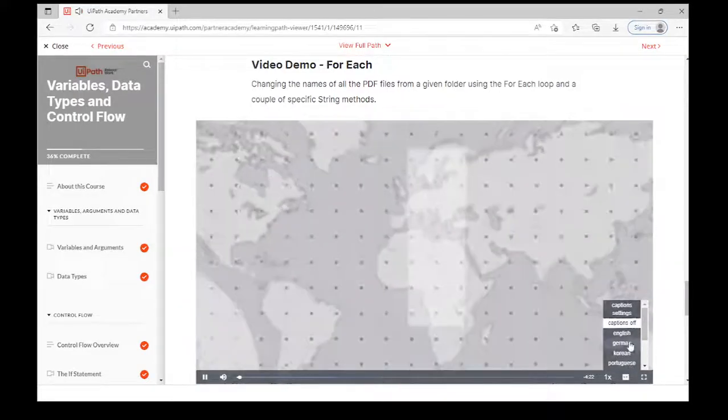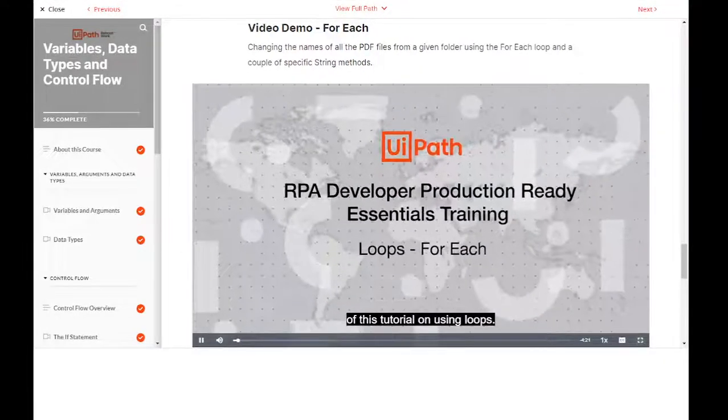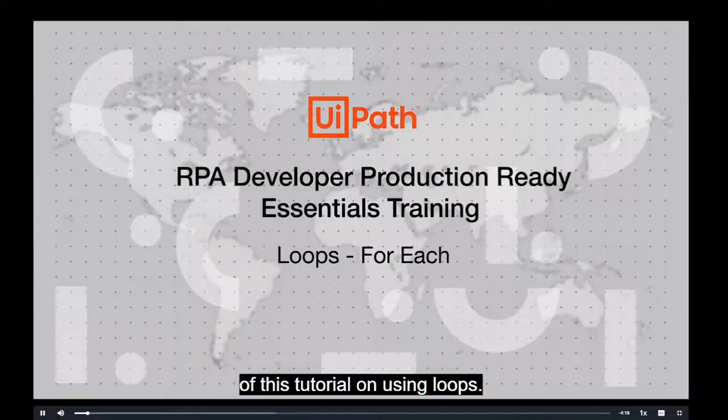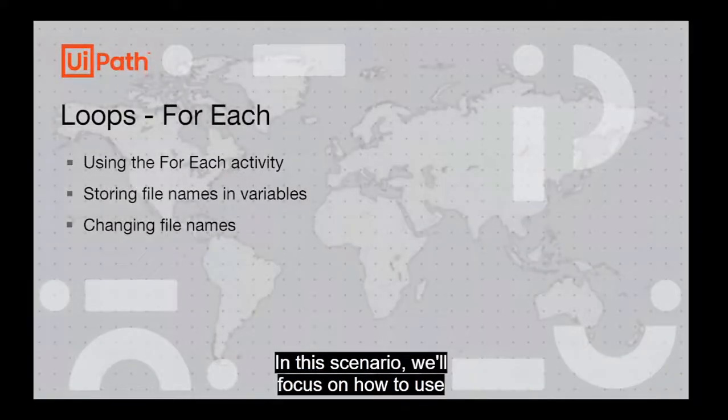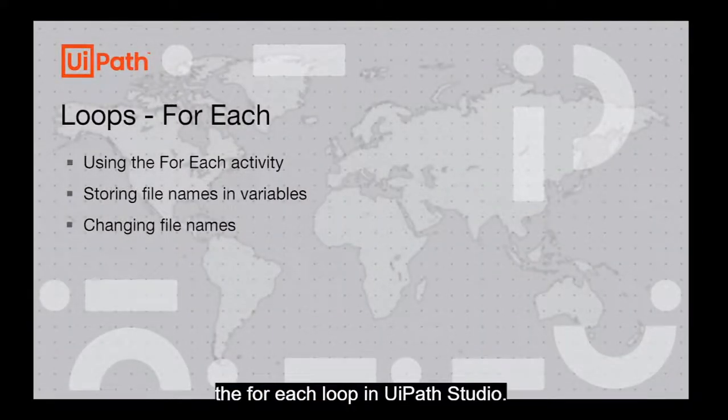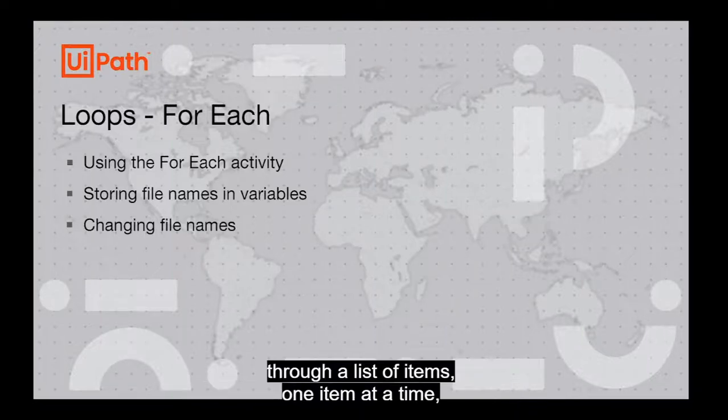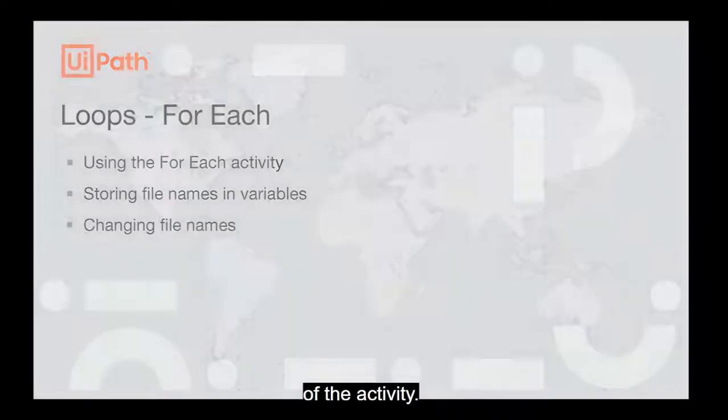Hello and welcome to the second part of this tutorial on using loops. In this scenario, we'll focus on how to use the for each loop in UiPath Studio. The for each activity works by iterating through a list of items, one item at a time, and executing whatever actions are in the body of the activity. Let's see it in action.